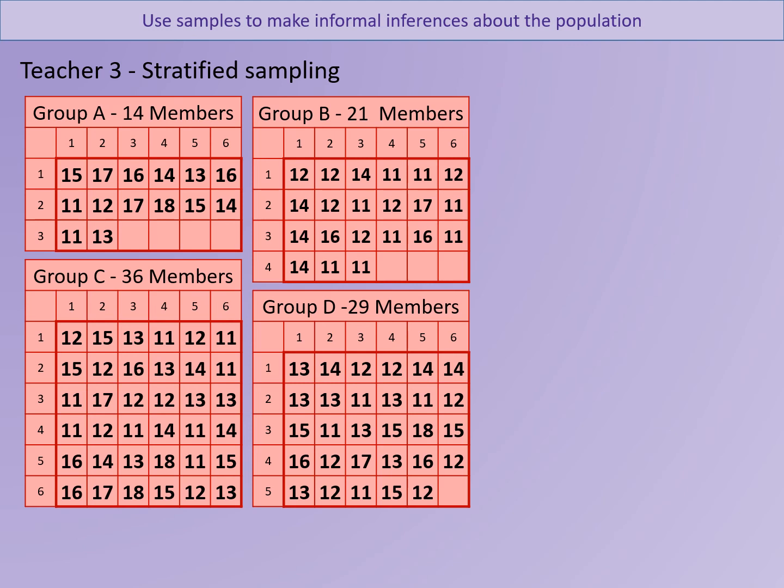Teacher 3 is going to use a stratified sampling method, so you can see that group C has more members in it than any other group, so we're going to be using more in our sample from group C than any other group.